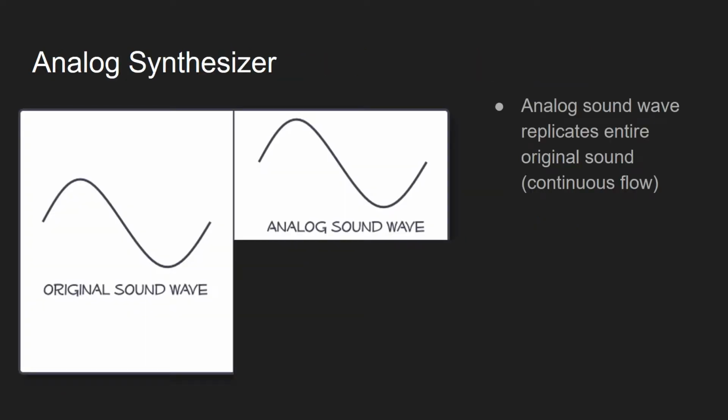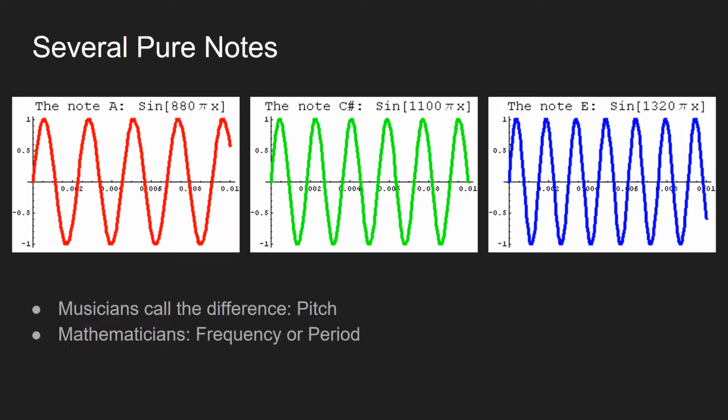In this presentation, I'll be talking about different kinds of synthesizers. The analog synthesizer is what was used before computers were invented, so sort of the retro synthesizers. And an analog sound wave replicates the entire original sound. So here we see the sine graph of the original and the analog sound are identical.